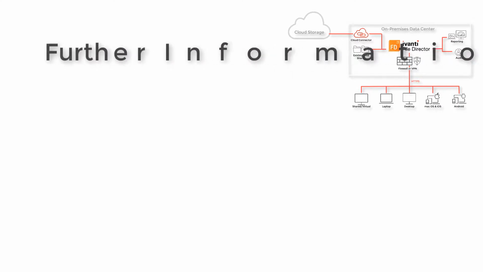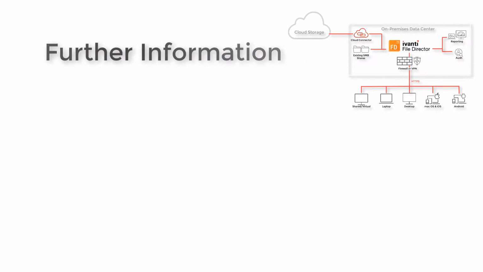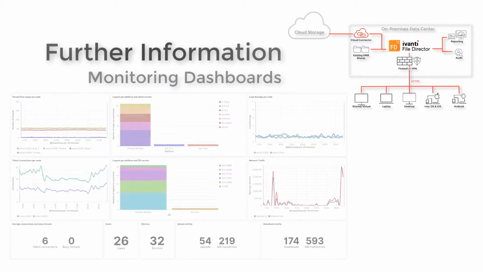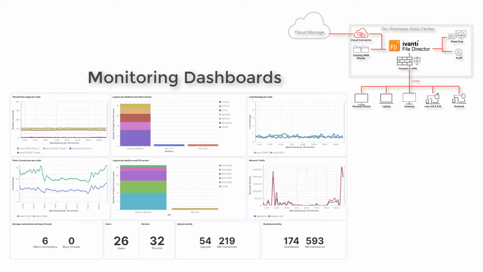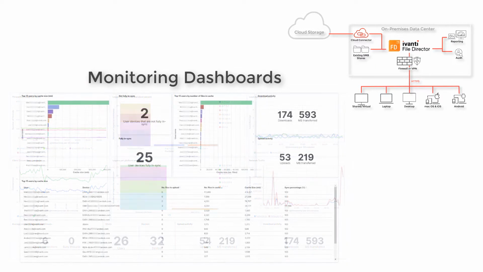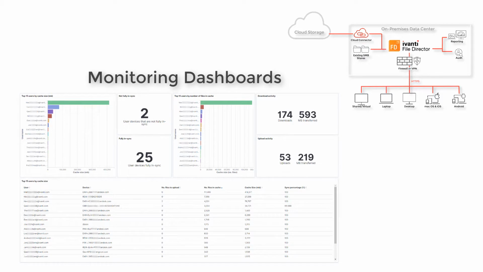Further information. Don't forget, whatever your storage policy is, File Director can provide clear visibility of the backup status across your estate. File Director provides a stream of syslogs that can be used with our free open source dashboards to provide visibility of the sync and migration status. At a glance, you can view your user's cache size, review the throughput of data, see when a user's data is or is not in sync.